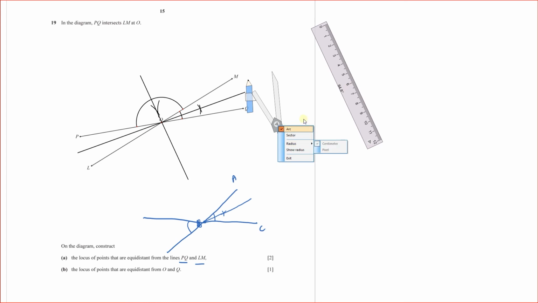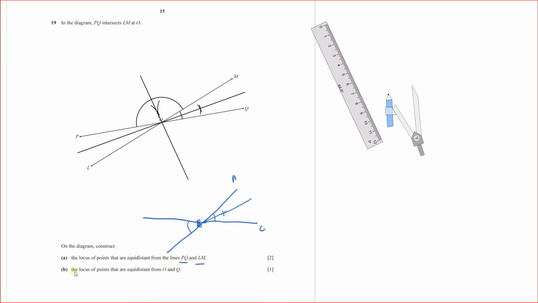So now you have these two pairs of angle bisectors. This angle bisector is for MOQ as well as MPOL. And then similarly for POM and LOQ is this one. So these four angle bisectors, this here, this here, and this here, represent the locus of points that are equidistant from lines PQ and LM.